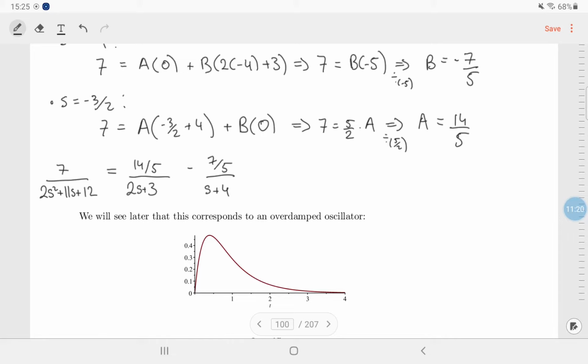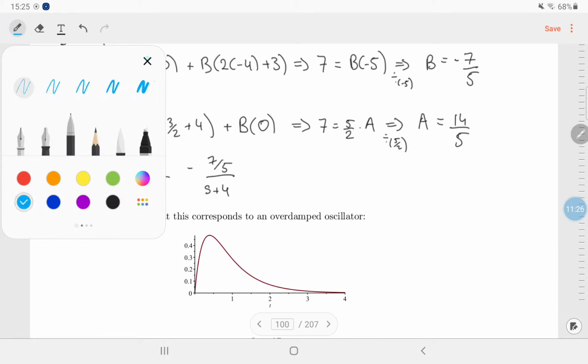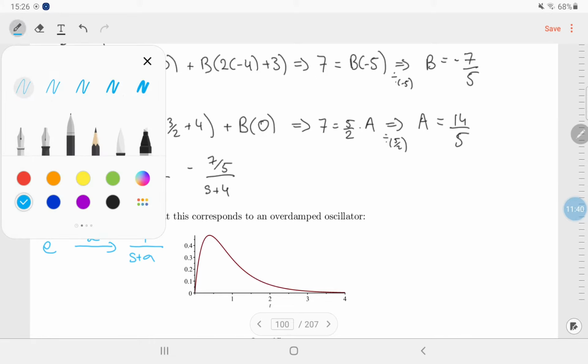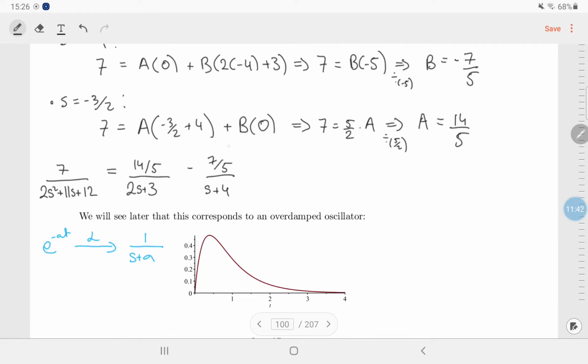Now one of the things I have to say here is that the 2s plus 3 is not quite in the table. So we'll do a little bit of algebra here. One of the things you see in the tables is that e to the minus at is sent, by the Laplace transform, to 1 over s plus a. Well, you've got 2s plus 3. Now what you really want to do here is, with the 2s plus 3, there's different things you can do. If you don't want the 2s, you want an s, you could divide the bottom by 2. Now dividing by 2 is the same as multiplying by a half. And so what you can do is multiply above and below by a half.